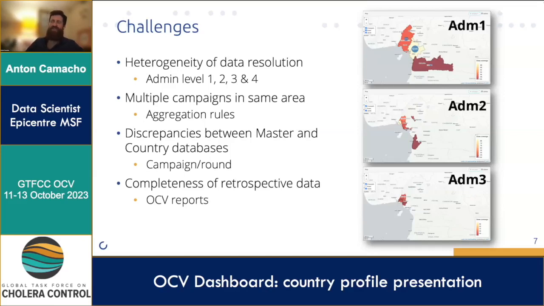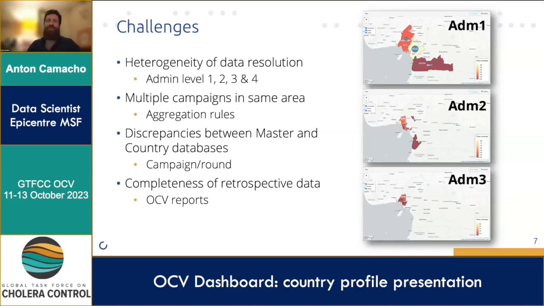There are also some challenges to display multiple campaigns that occur in the same area. So we need to define some aggregation rules. The most obvious one is to display only the most recent vaccination campaign. But it's also sometimes challenging when you have different resolutions of those campaigns in terms of space.